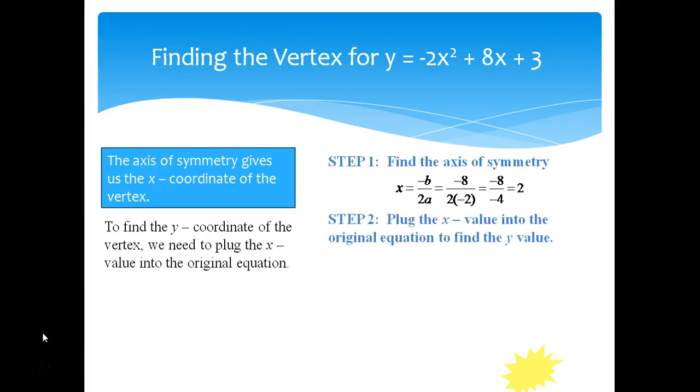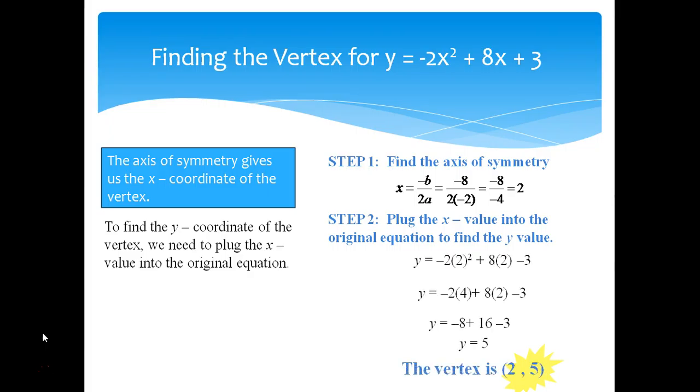Take that 2 and plug it back into the equation negative 2x squared plus 8x plus 3, everywhere you see an x. So I'll have negative 2 times 2 squared, which is 4, plus 8 times 2, plus 3, and then y is 11. So my vertex is at 2, 11. And I know that this vertex is a maximum, since my a value is negative, which means my parabola has to be opening down.